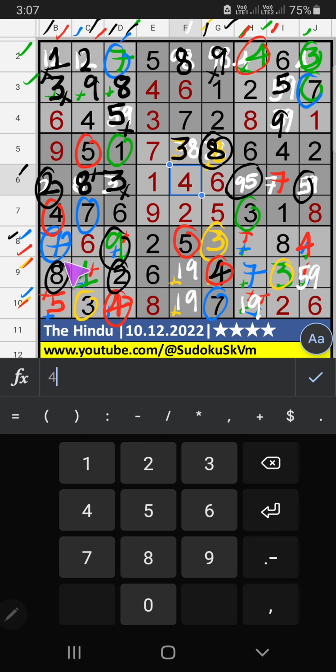Then 8th row, only 1 number is remaining, 1. 1 is confirmed here. Column H, we have 1. So 1 can't come in the cell, 1 is confirmed here. Then 9 is here. Then column F, only 1 number is remaining, 9. 9 is confirmed here. Then 9th row, only 1 number is remaining, 5. 5 is confirmed here. Column G, we have 5. So 5 can't come in the cell, 5 is confirmed here. Then 9 is here.